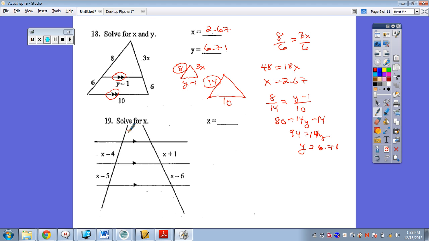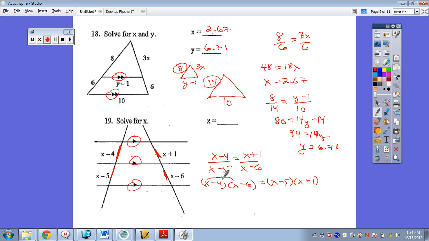Okay, number 19. You've got the parallel lines again, which allows you to do the shortcut. This proportion, or this part over this part, that ratio has to be the same as this part over this part. So you've got x minus 4 over x minus 5 has to equal x plus 1 over x minus 6. This is definitely one of the harder proportions because when you cross multiply, you're going to have to FOIL. x minus 4 times x minus 6 is equal to x minus 5 times x plus 1.